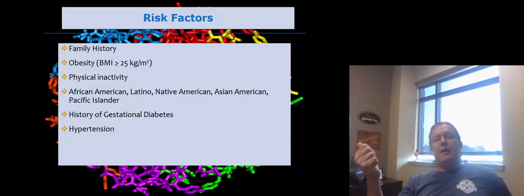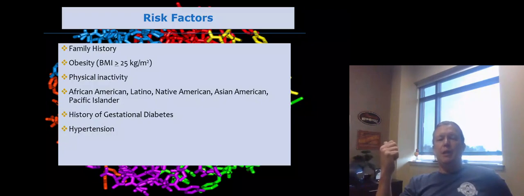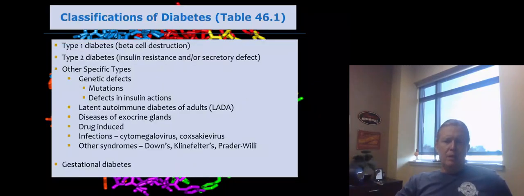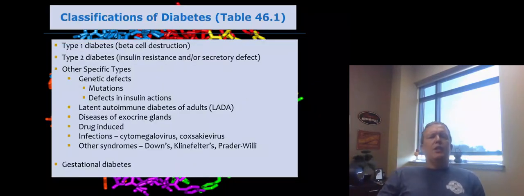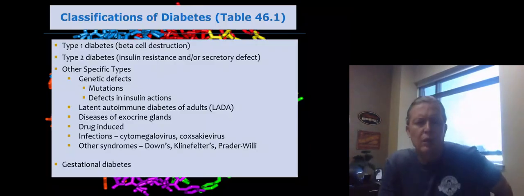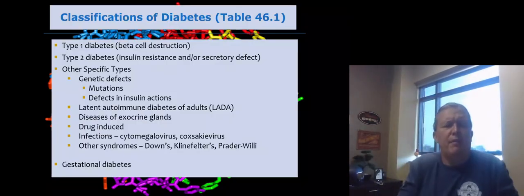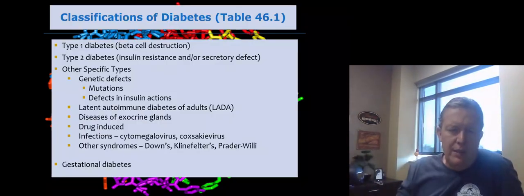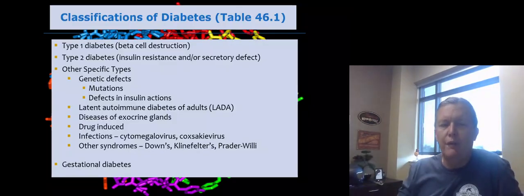A history of gestational diabetes puts a lady at higher risk for developing diabetes later in life, as does hypertension, not just in females, but in males as well. So hypertension is a risk factor for developing diabetes. So these are the classifications I want to briefly touch on, and namely type 1 and type 2 are the ones that we're going to focus our attention on.